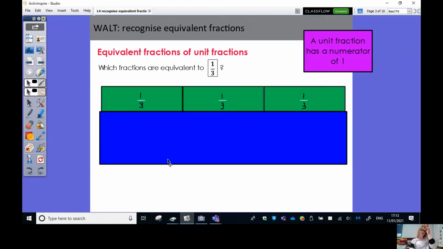So we're going to recap similar to what we did yesterday. First, we're going to look at equivalent fractions of unit fractions. So I've just popped the definition there to remind you. So a unit fraction has a numerator of 1.